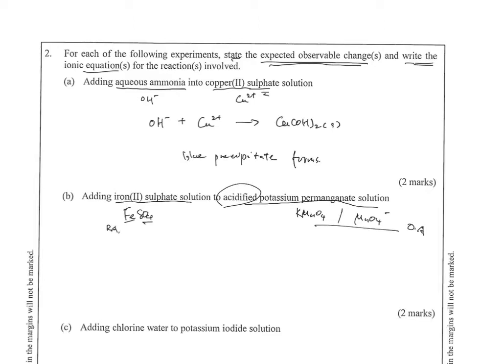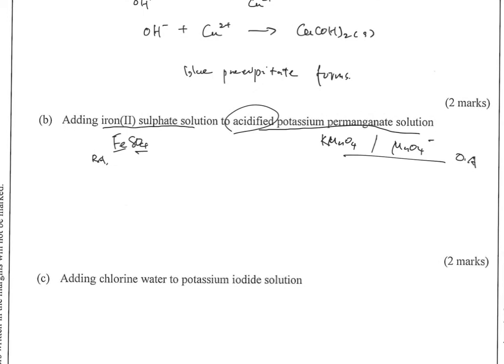That means that you need to write two equations, okay? So firstly, maybe MnO4 minus change to Mn2+, and then you balance the equation: plus 4H2O, and H+ and 5e-. Okay, you need to check the charge. You need to balance the charge. Make sure left hand side and right hand side the charges are equal.